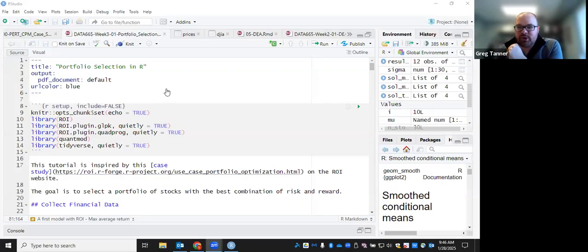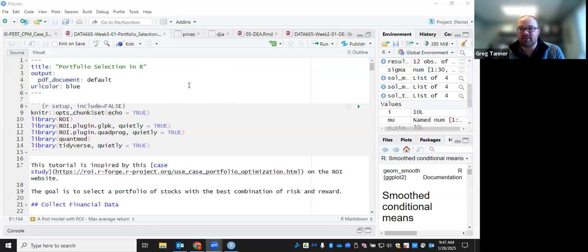Okay, welcome to another operations research video. So this one we'll be talking about portfolio selection, looking at some stock data. The goals of this video are to introduce a little bit of quadratic programming, as well as introduce you to working directly with ROI to build these quadratic programs.